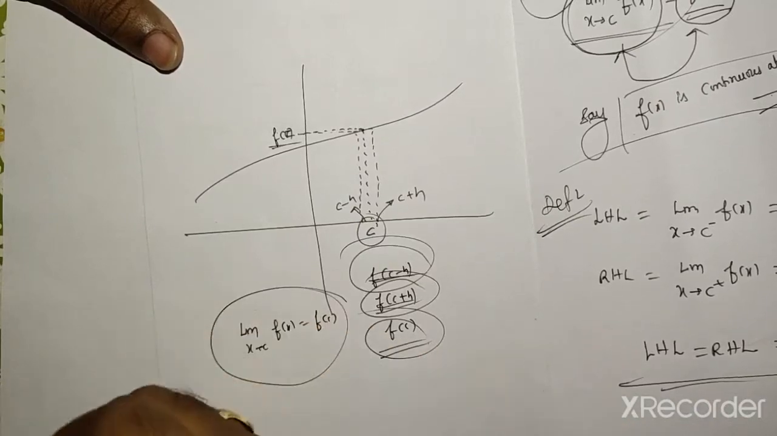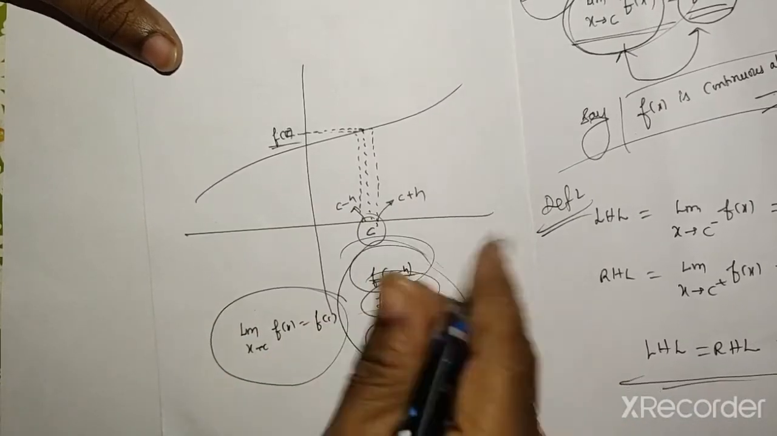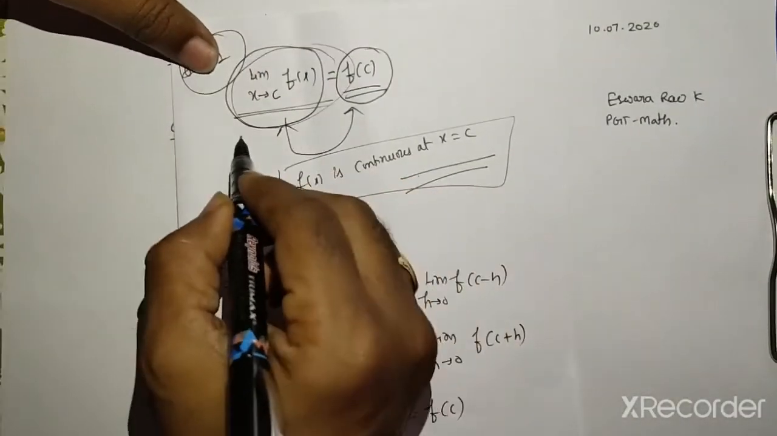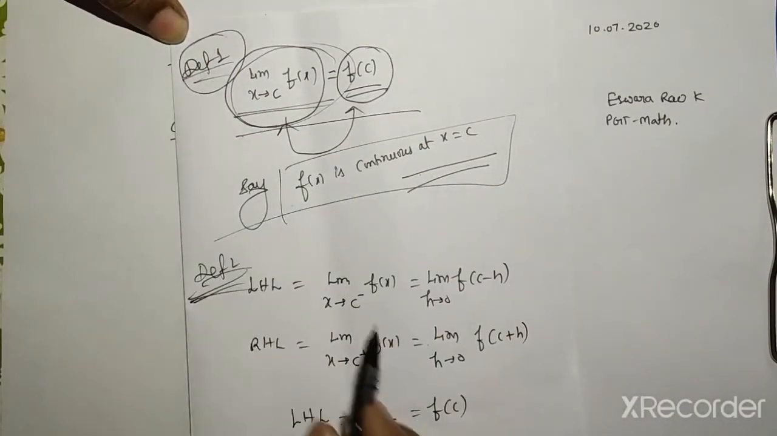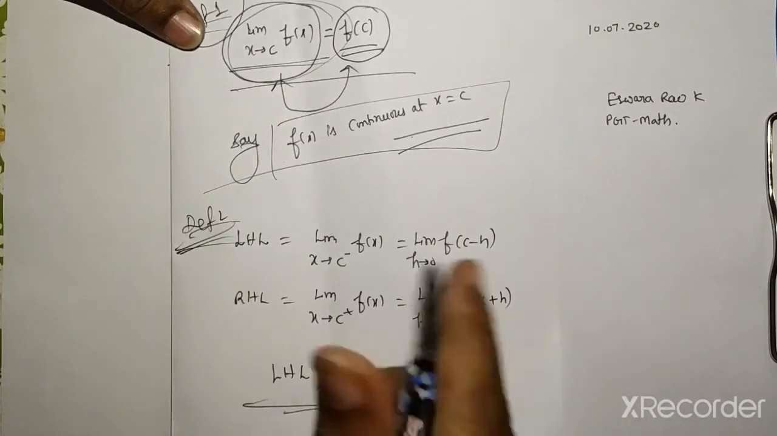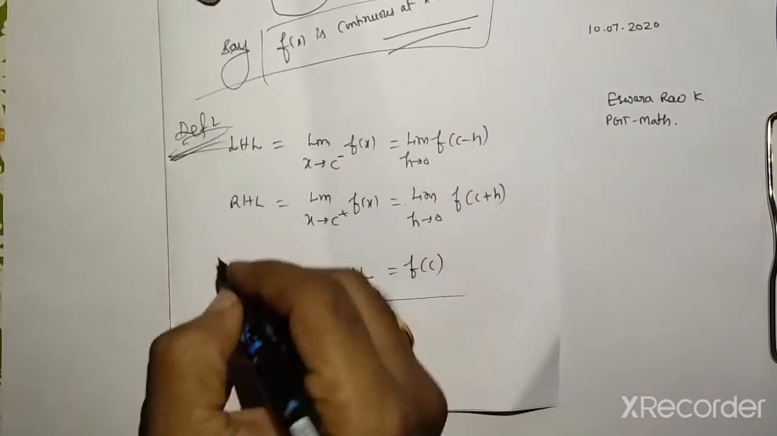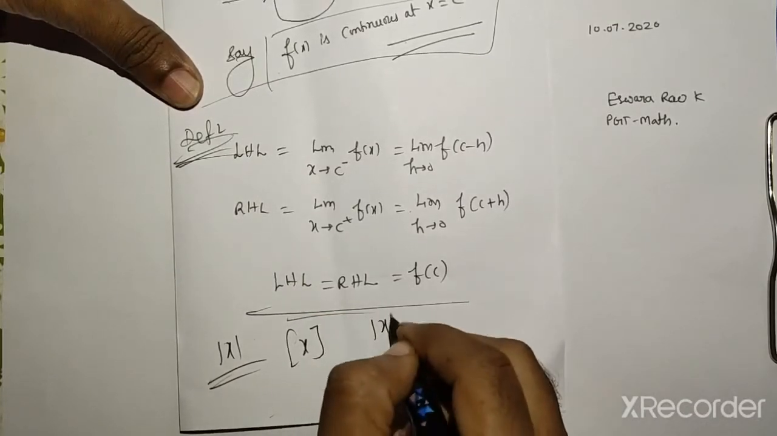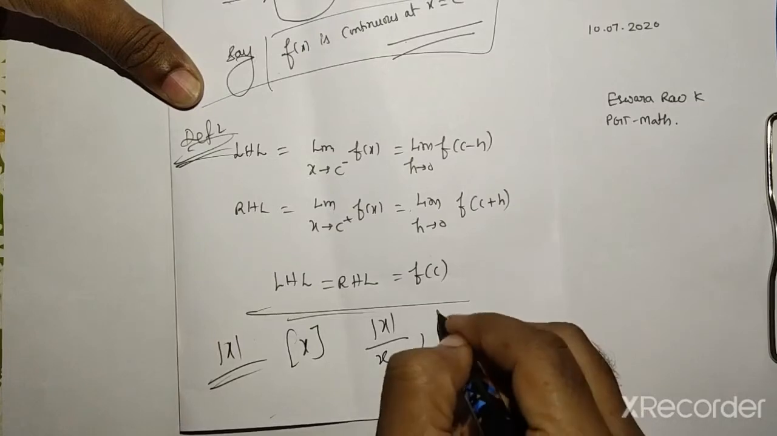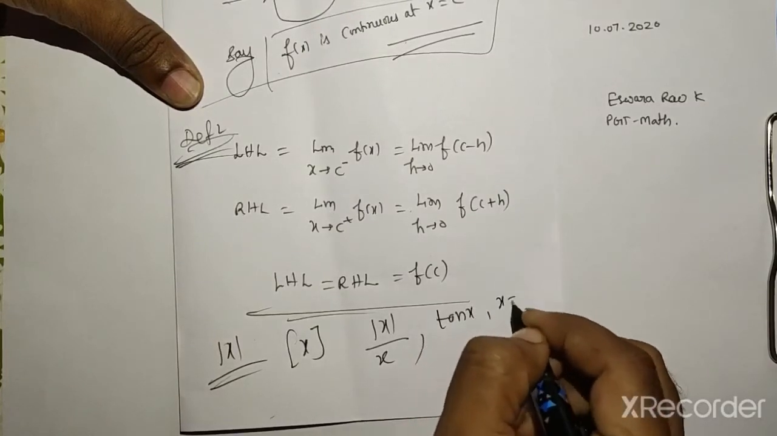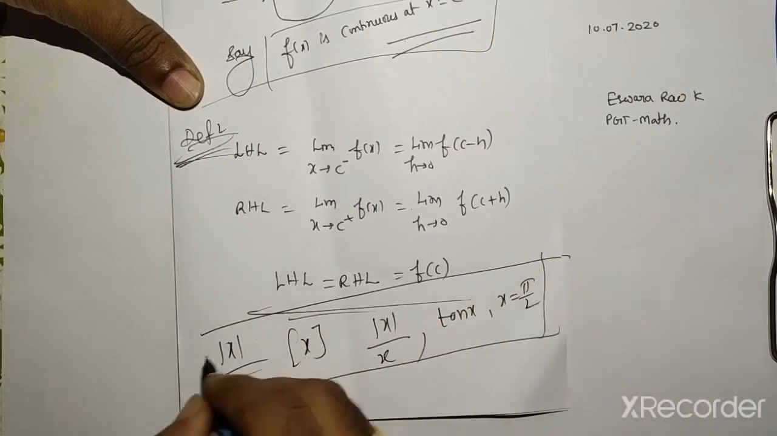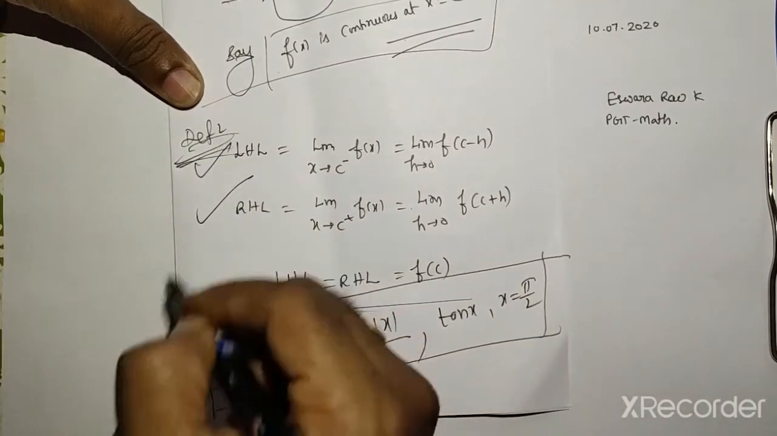When can I use these definitions? As I explained, there are two definitions, definition 1 and definition 2. Definition 2 can be used when the functions are of modulus type, greatest integer functions, signum function, and tan x at x is equal to pi by 2. Since such kinds of cases are coming, you use this definition 2.